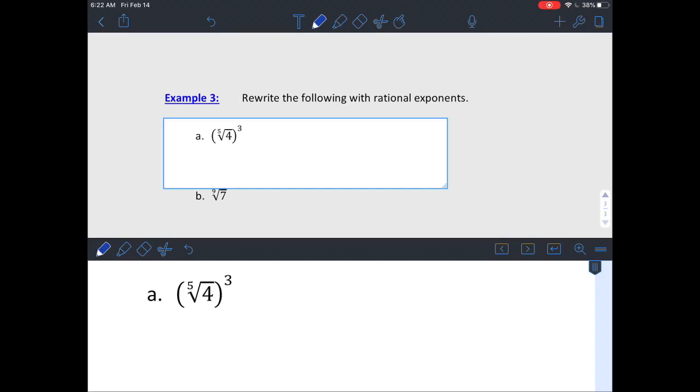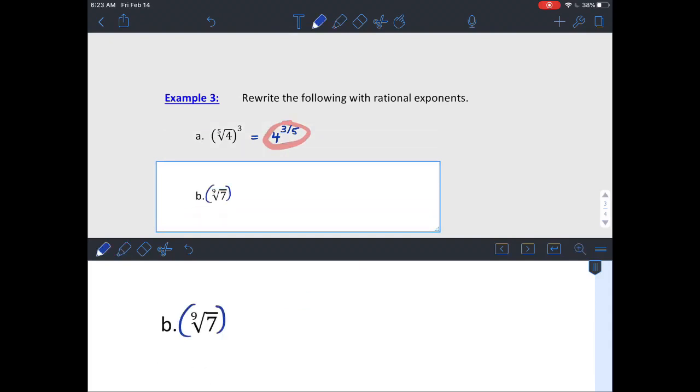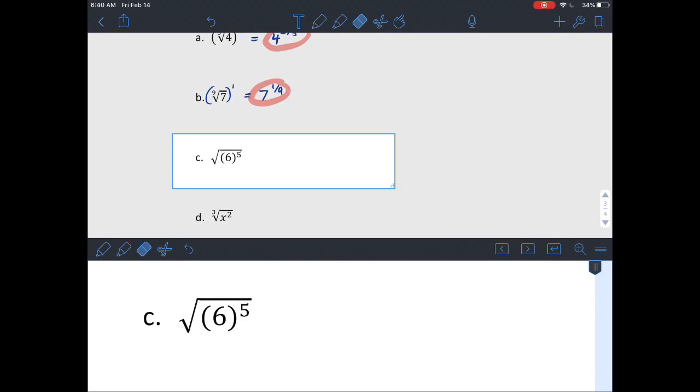You can go backwards, so you can switch from radicals to exponents. So make sure you put your power on top, your index on your radical on bottom. All there is to it. This one, remember, is to the first, so you'd have 7 to the 1/9 power. If your index isn't written on your radical, don't forget it's a square root, so this will be 6 to the 5/2 power.